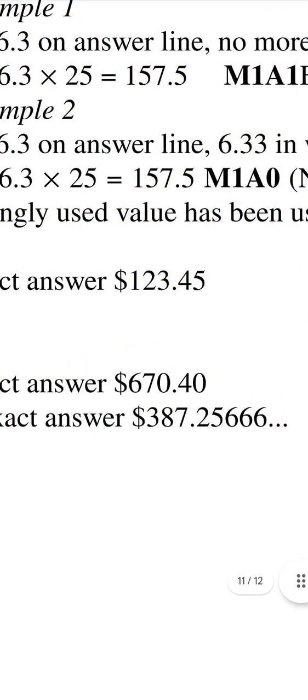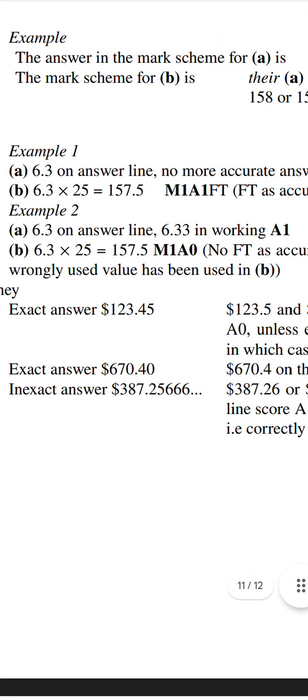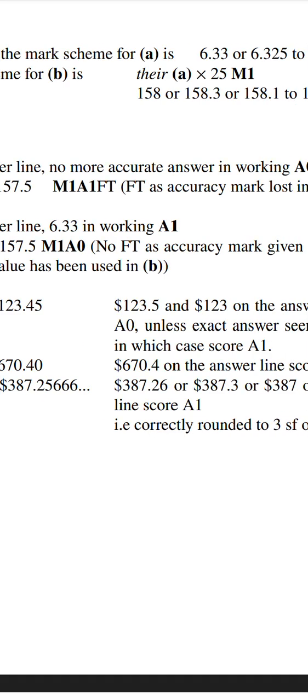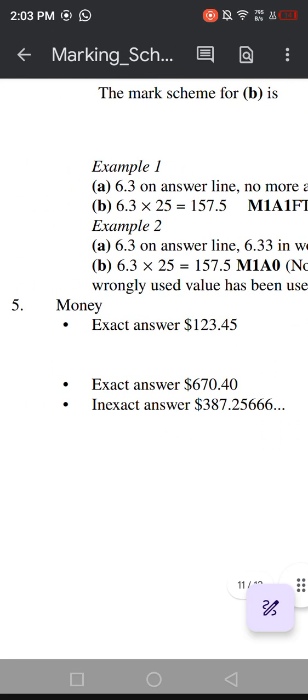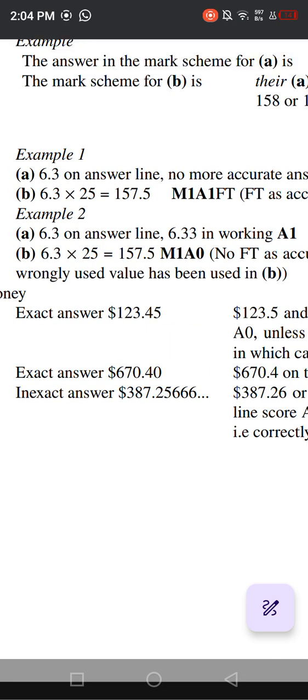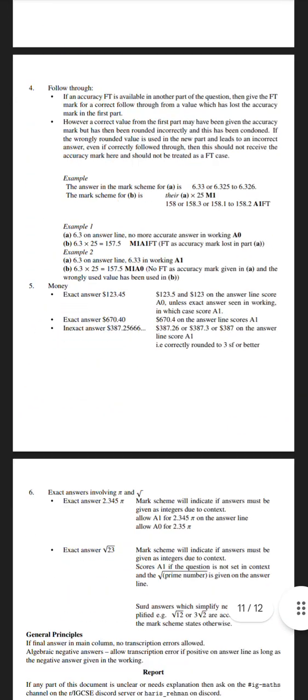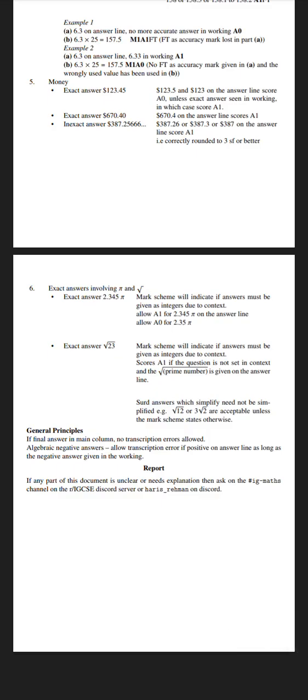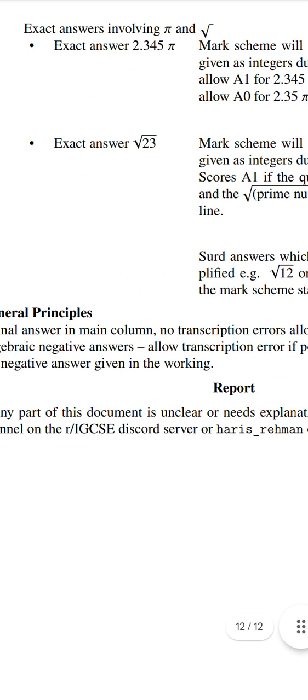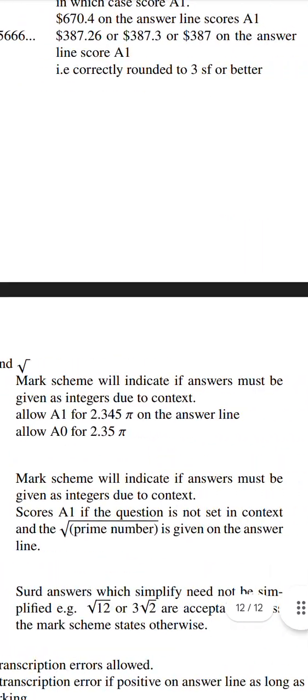The first two cases did not score A1 because the exact answer was 2 dp already, so 2 dp or better. And in the inexact answer case, we did not know when to cut the answer off. I still recommend just doing 2 dp unless specified in the question. That's on money.